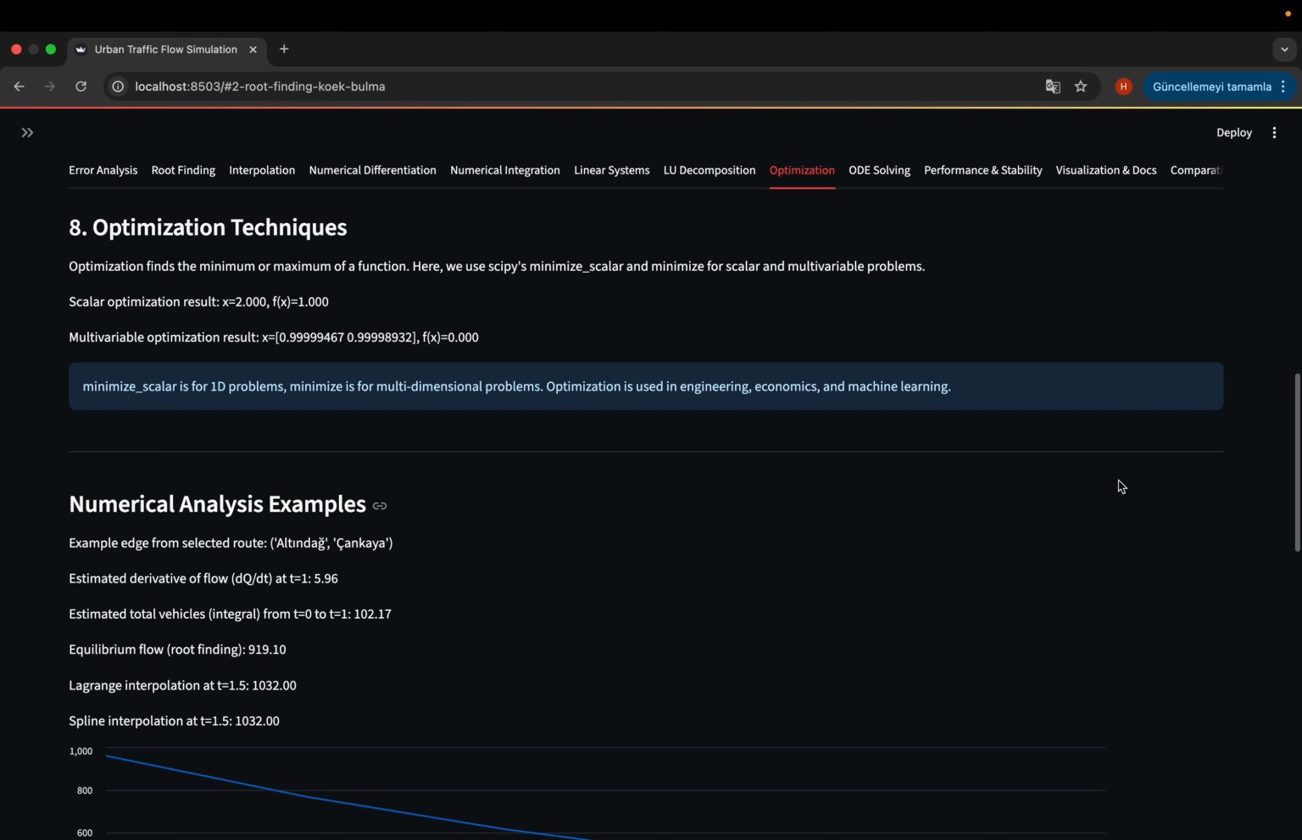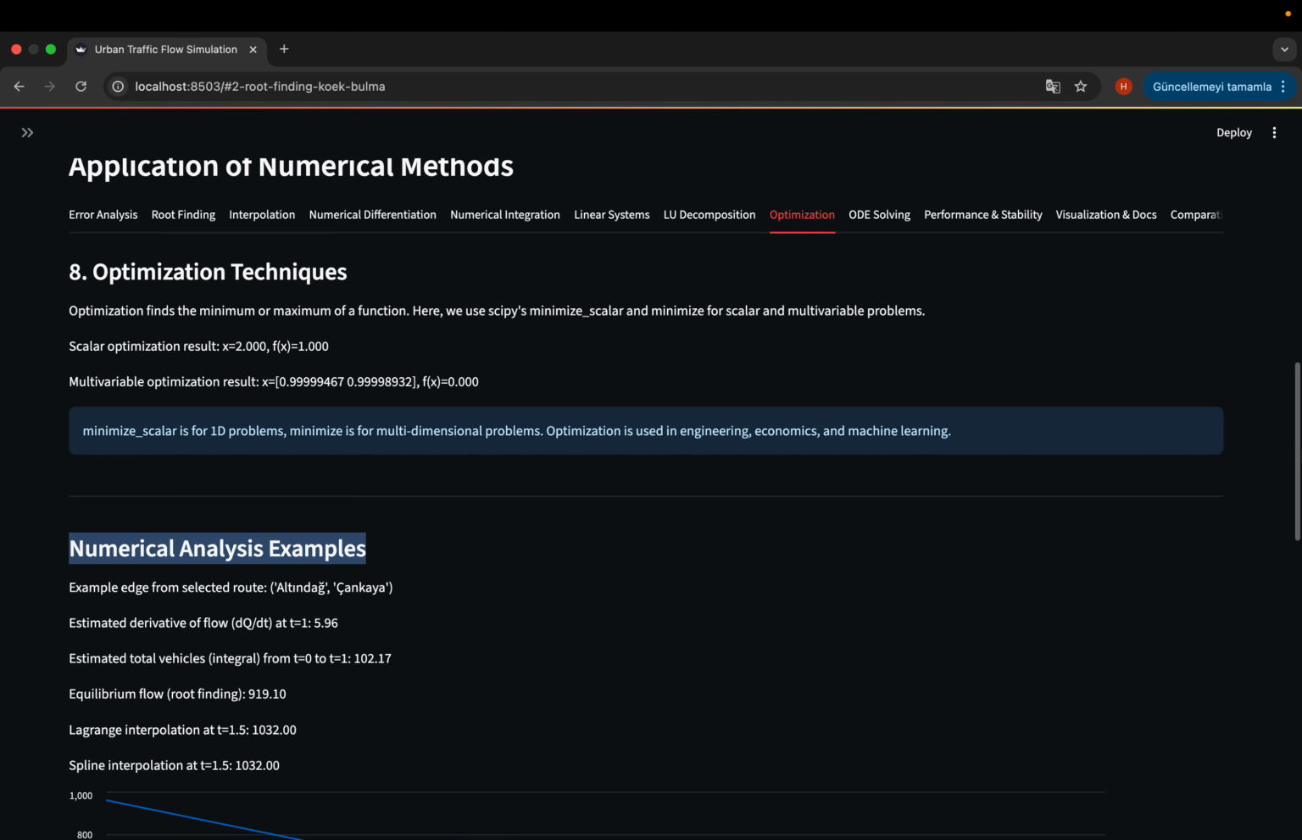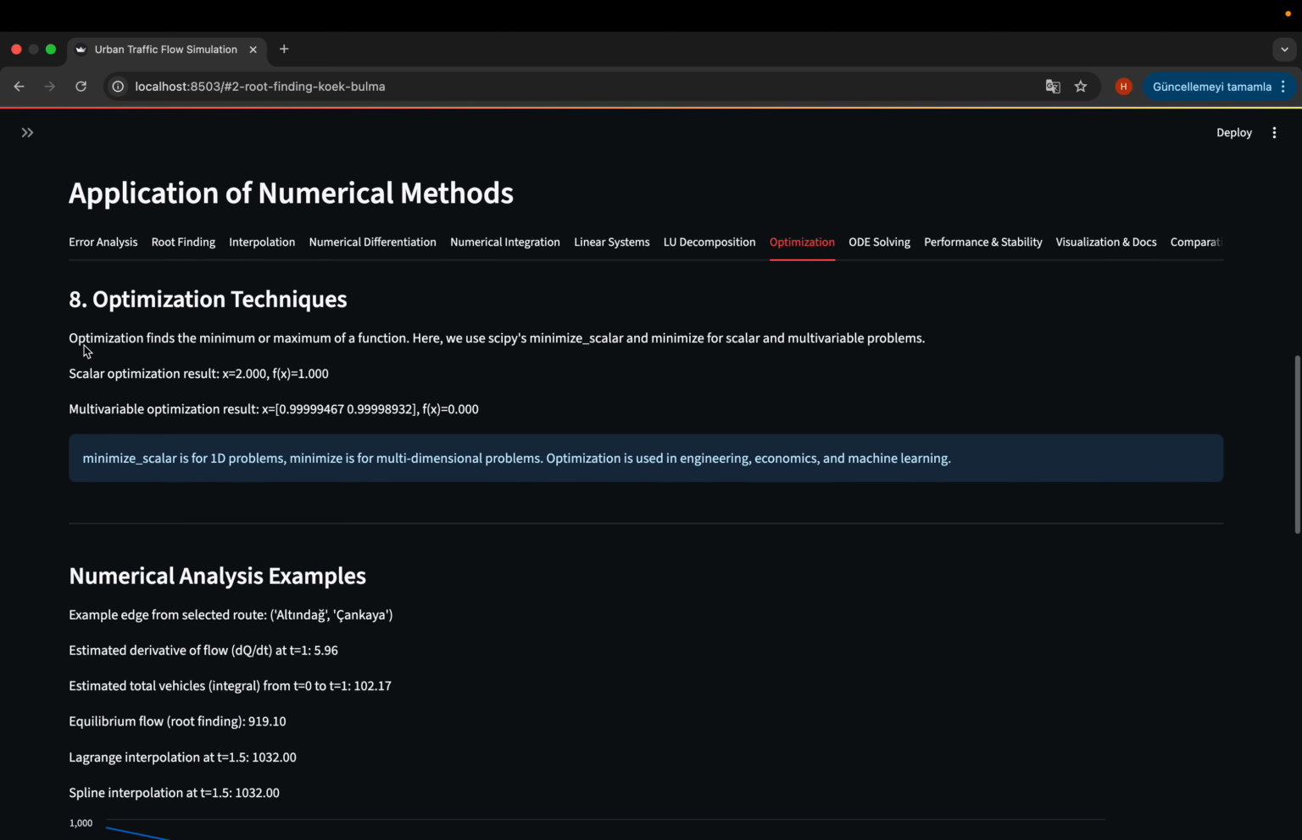We minimized this for different path configurations, and the result was smarter route choices compared to naive shortest path algorithms. Optimization finds the minimum or maximum of a function. Here we use SciPy's minimize_scalar.